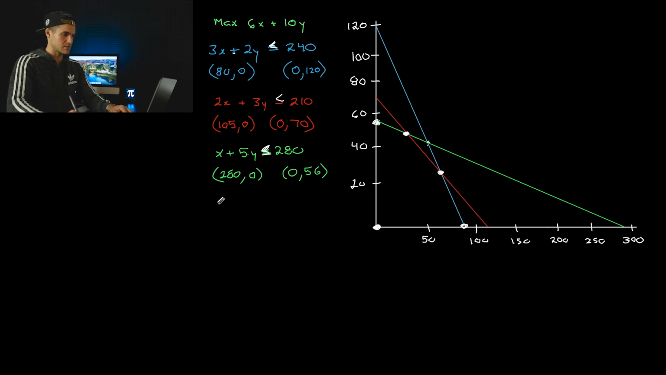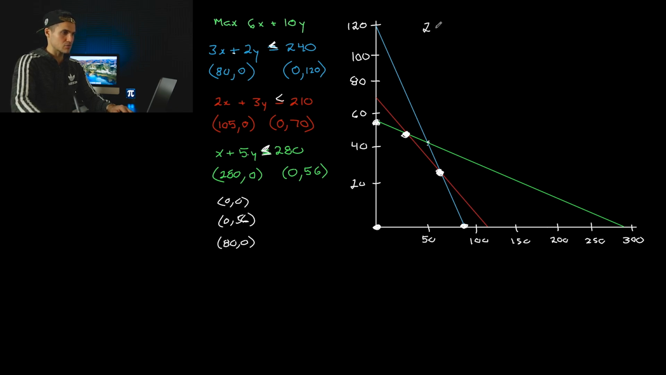Well, this one is super easy. That's 0 and 0. This one here is easy as well because it's the y-intercept of the green line. So that's 0 and 56. And then this one is easy because it's the x-intercept of the blue line, which is 80 and 0. So we're going to have to test those points. Now what we have to do is find what this point of intersection is and what this point of intersection is. So starting with this one, the red line and the green line, right?